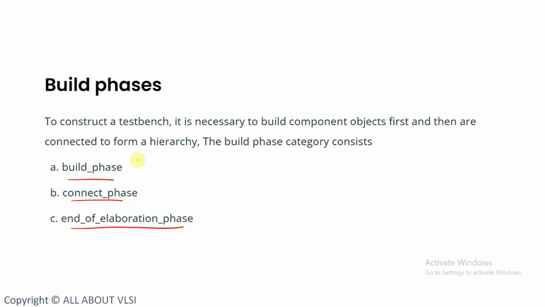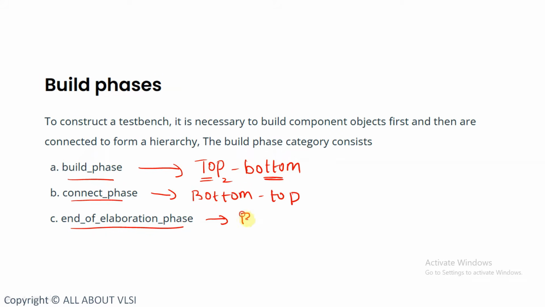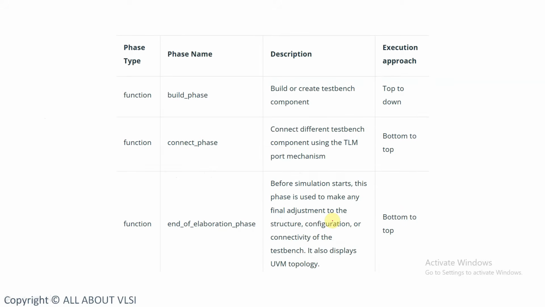Coming to the build phase, each and every component is going to have this particular build phase. The order of execution of the build phase is from top to bottom in the hierarchy. The top component having this build phase is going to execute first, followed by the bottom ones. Connect phases are going to execute from bottom to top, and end of elaboration phases are also going to be executed from bottom to top. Basically these build phases are necessary for building component objects, and they are connected in the hierarchy.